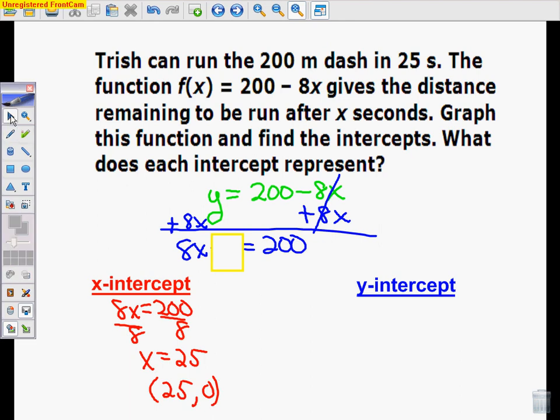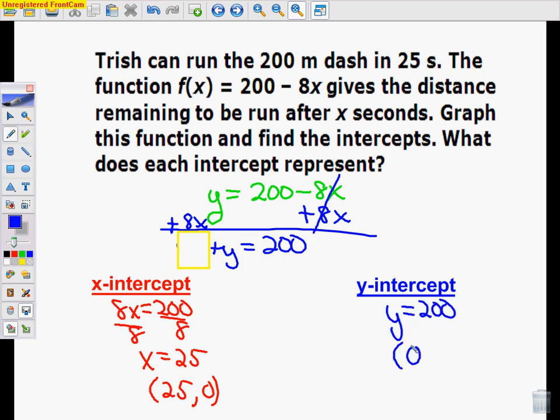And then we could do that same thing for the y. Cover up the x, and we automatically see that the y is 200. So we get y equals 200. So that's the ordered pair 0, 200.